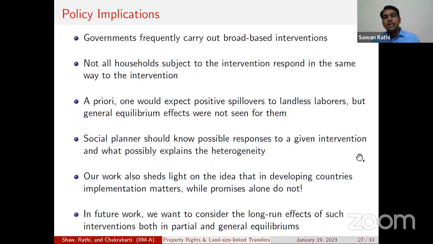Also, one important thing is, like we said, that there are two interventions happening. One is clearing of the land records, and another is actual transfers happening. So our verdict is, in developing countries, implementation matters. Promises alone will probably not matter. People need to have money in hand. Only then would they start spending. Consumption smoothing kind of concepts are more developed country concepts. In developing countries, they generally don't work. That is also one of the implications that we are finding.